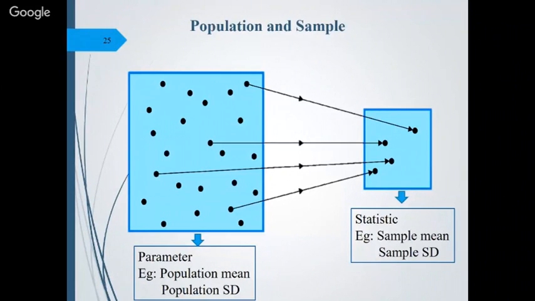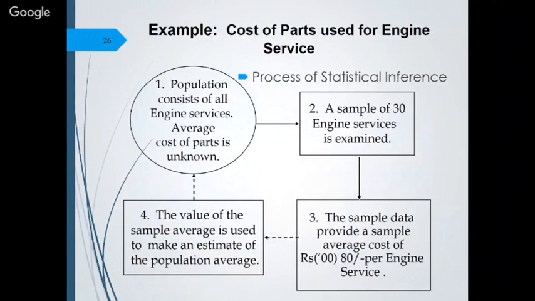So the sample mean we calculated on the basis of the sample, and the standard deviation on the basis of the sample, and we have to generalize this sample mean and standard deviation for the entire population. That is called a parameter. So this process of generalization based on sample statistics is called statistical inference. The diagram shows how the inference process works.